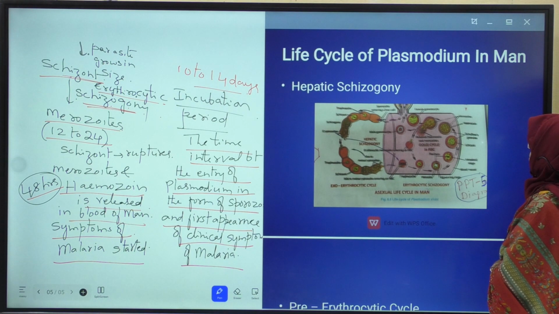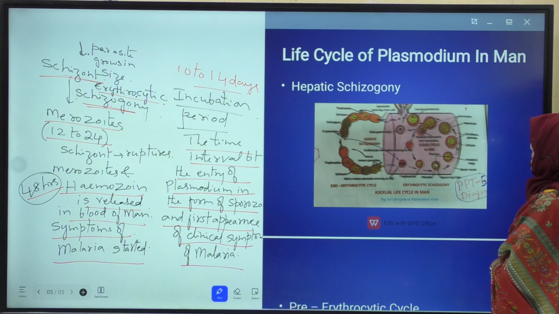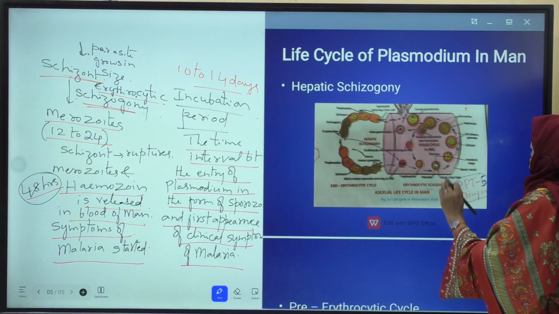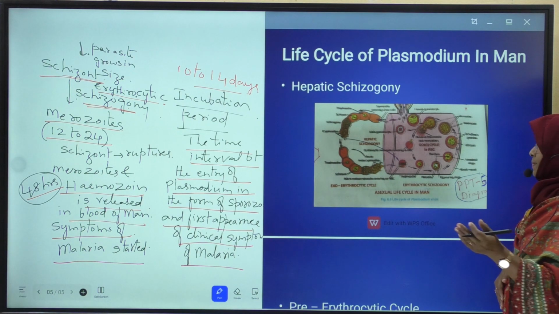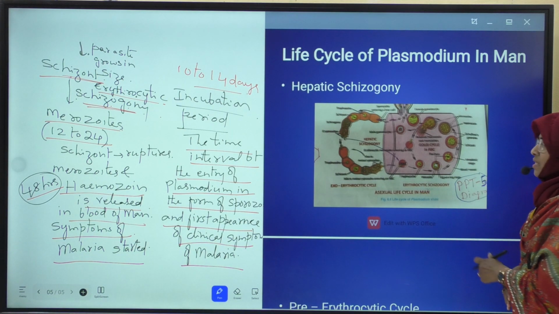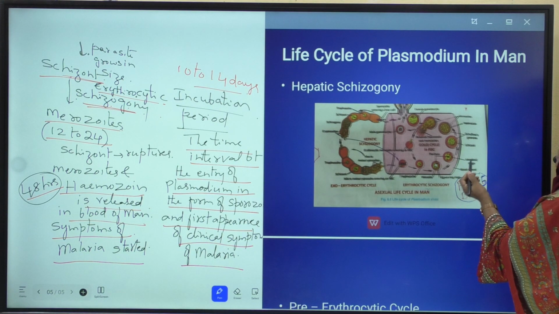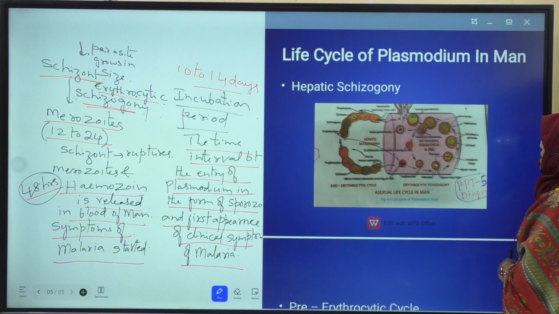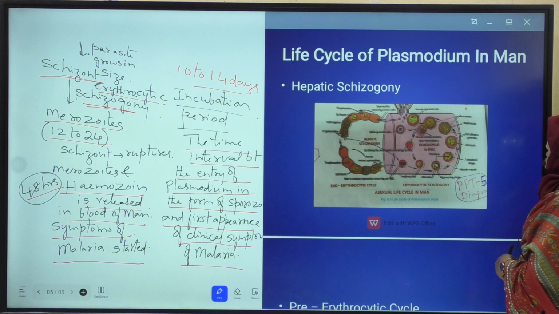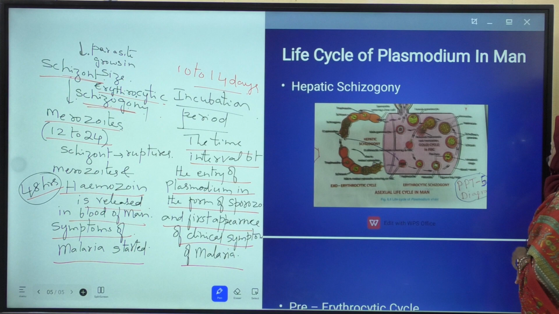Okay? Now later what happens? This vacuole disappears and the parasite develops pseudopodia. Now this stage is called amoeboid stage. Okay? With the help of this pseudopodia, it feeds on contents of the RBC. Okay?